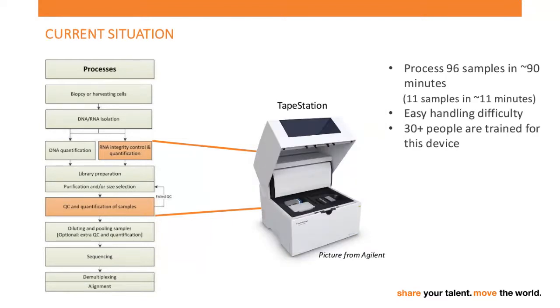But then at the end of 2019, we got this new device, the TapeStation, which is more high throughput. It processes 96 samples in 1.5 hours. To put that into perspective with the other device, that's about 11 samples in 11 minutes. So that's way better. And you also don't have this extra hands-on time in between these samples.